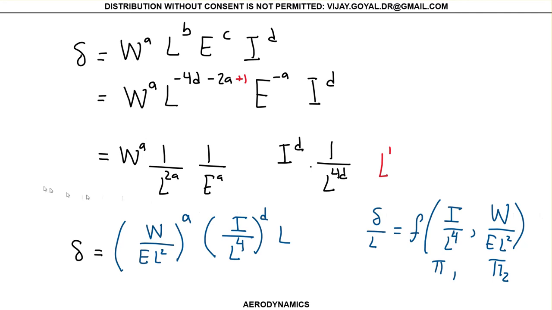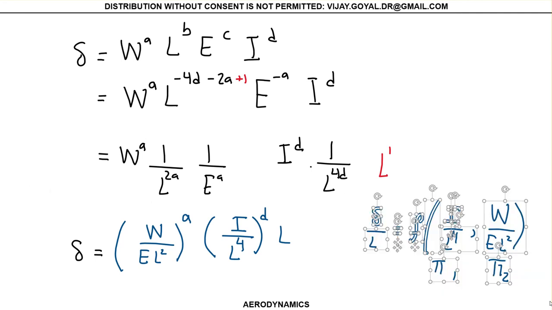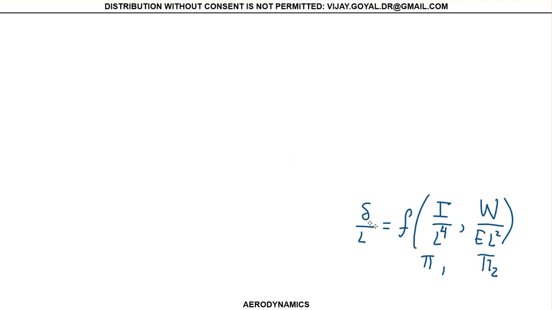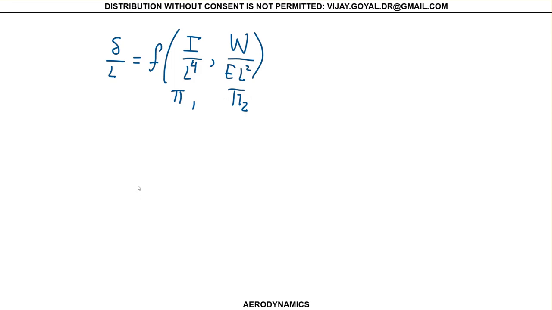And then if you just compare this with the answers that we know for mechanics of material, let's take this and copy this in the next page. Okay, so if we compare this with mechanics of material, we know for mechanics of material that delta is equal to 1/3 W L cubed over EI. So this comes from mechanics of material, so we know that.